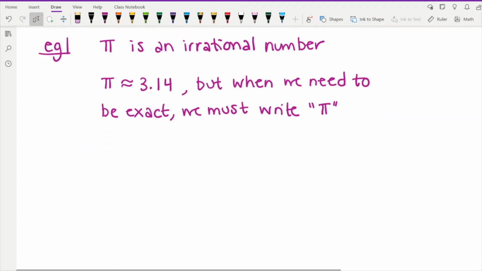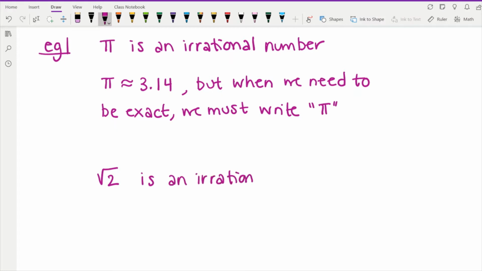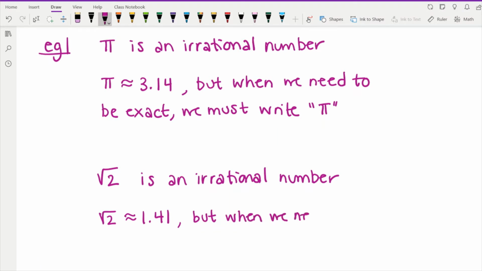Another example that we've come across in this class, with using the quadratic formula, would be the square root of 2. So the square root of 2 is an irrational number. If you wanted to approximate it, if you type it into your calculator, you'll see that it's approximately 1.41. But that's not exactly its value, right? When we want to be exact, we just have to write down square root of 2.